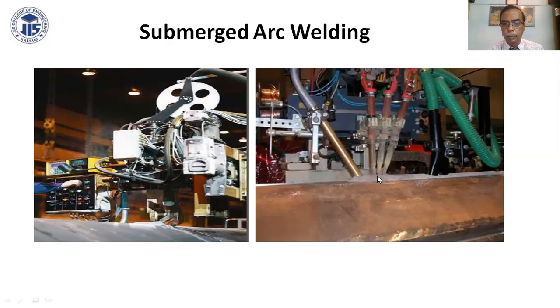Here also the process is submerged. This is the flux coming from here, and from this point is the arcing, and the flux covers it. Two different machines are doing this. So this is a picture of the submerged arc welding process.